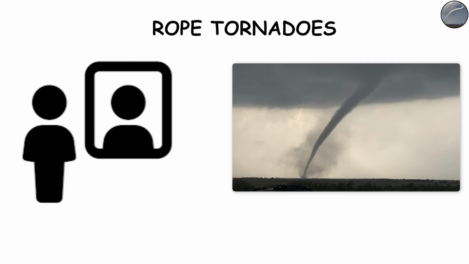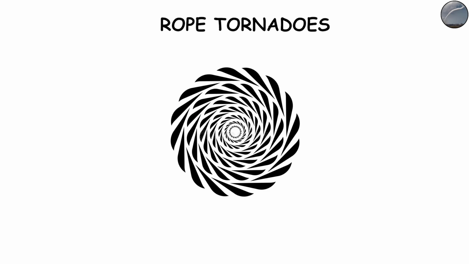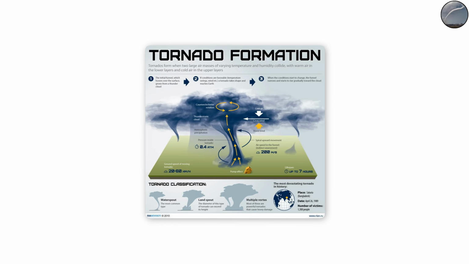Despite their smaller appearance, rope tornadoes can still produce dangerous winds. Some rope tornadoes have reached EF2 or even EF3 intensity because they're narrow and sometimes partially obscured by rain or low light. Rope tornadoes can be hard to spot. This makes them especially hazardous for those caught in their path. Their quick formation and erratic movement also add to the risk.